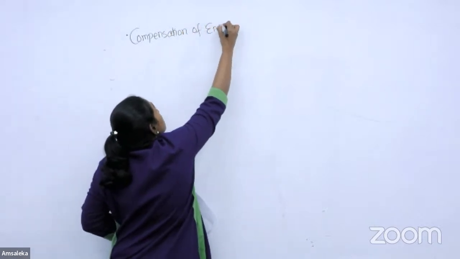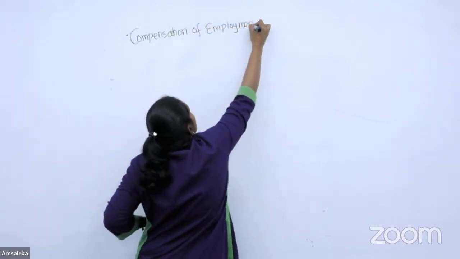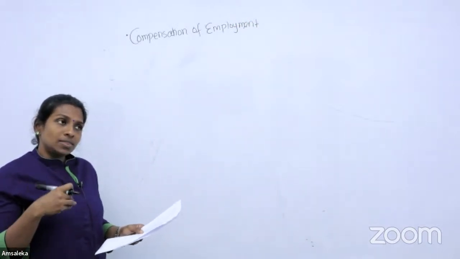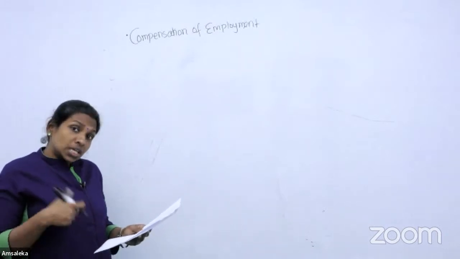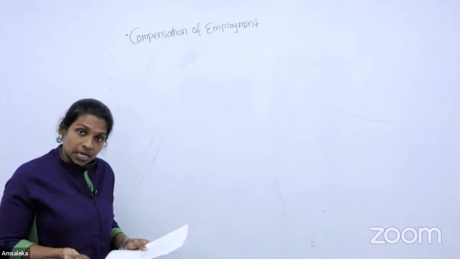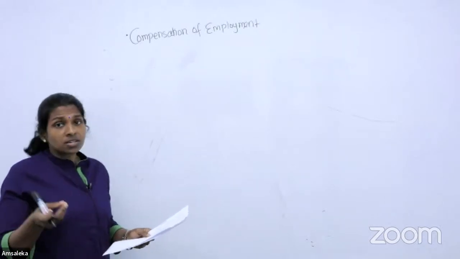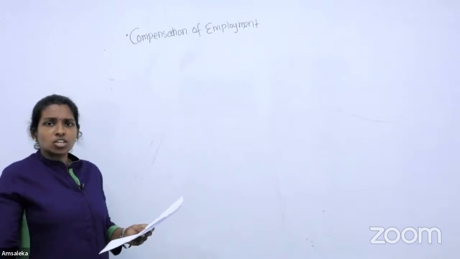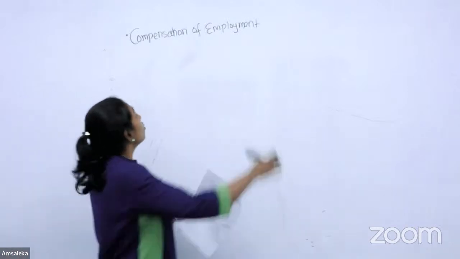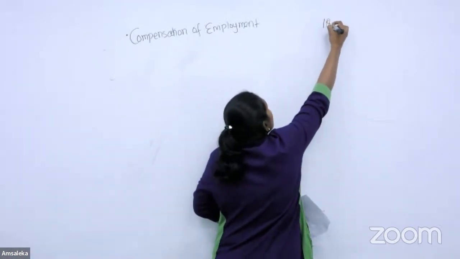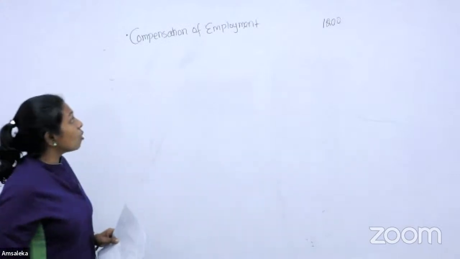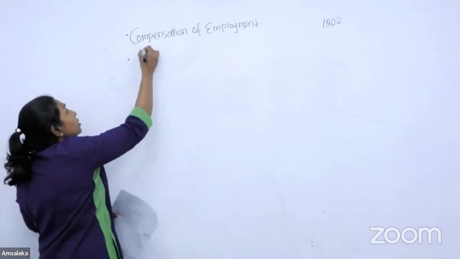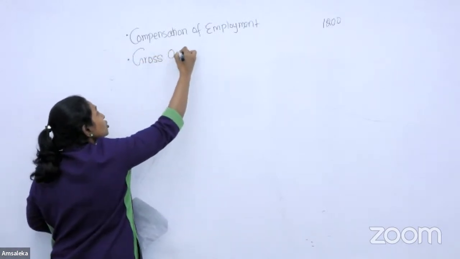What is compensation of employment? It means the money or the benefit you gain from your job: salary, EPF, ETF, allowance, gratuity payment, pension, everything related to your job. Everything together we call compensation of employment. It is 1,200. Number 2 is gross operational surplus.